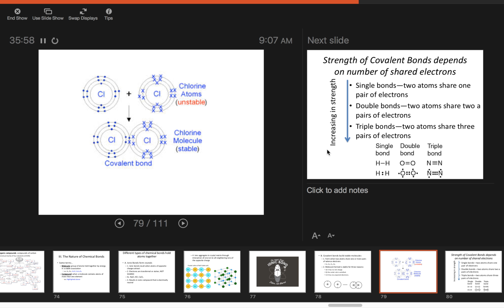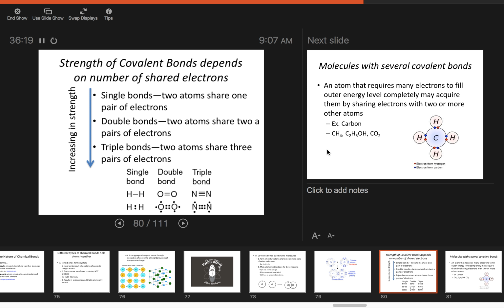So here's an example of 2 chlorines being bonded together. Chlorine by itself is unstable because it just needs one more, but they can share. And so this denotes the shared electrons to become stable chlorine gas. Now the strength of covalent bonds does depend on the number of shared electrons. Single bonds are the weakest. Double bonds in the middle, triple bonds, really, really strong.